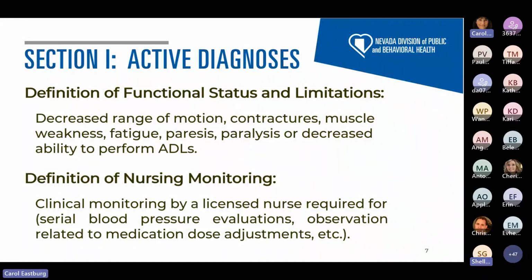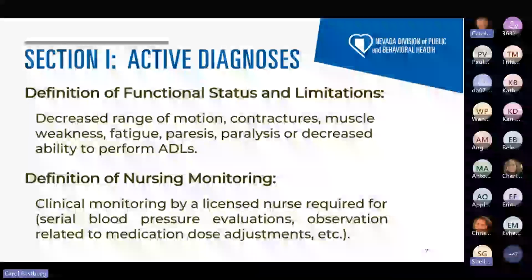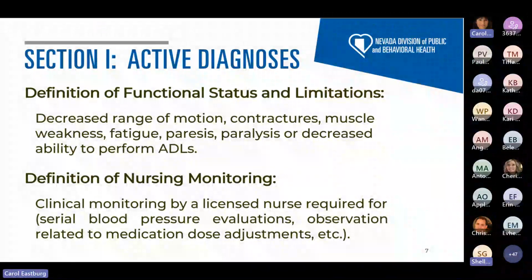CMS defines nursing monitoring as the need for a licensed nurse to provide specific monitoring and observations to determine if current medication protocols are having the desired effect. And obviously, if there were issues, they would report that to the physician or the primary care provider, and dosages of medication might be adjusted, or whatever needs to be done. But that's why you need skilled nursing to monitor that.